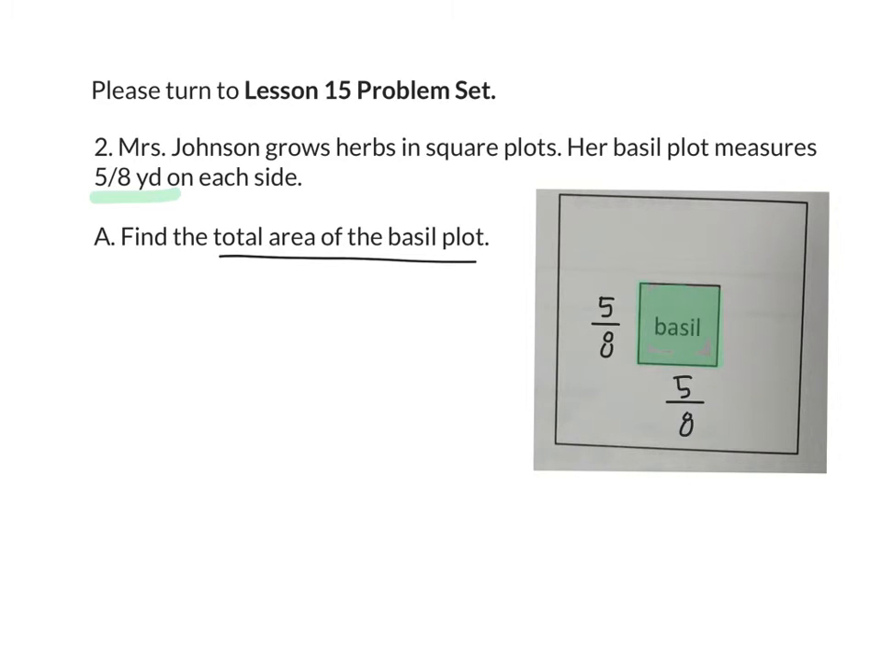If we know that her basil plot is a 5/8 by 5/8 square, how could we find the area of the basil plot? What equation do we need to use? What equation could we do? 5/8 multiplied by 5/8, or 5/8 times 5/8.